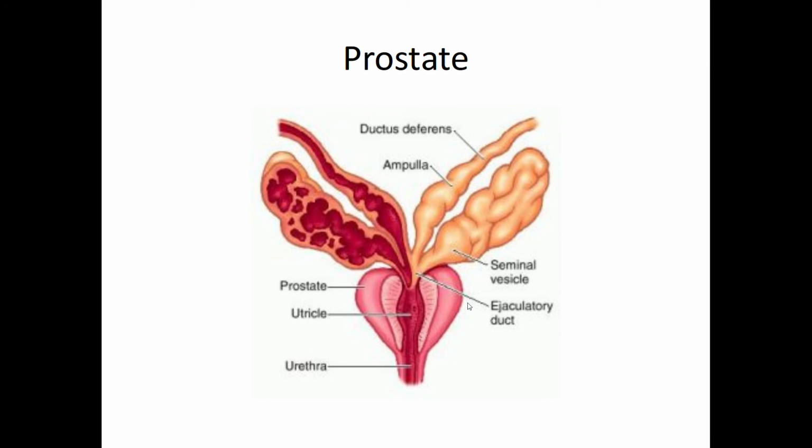Then we have the prostate. The prostate also contributes to this fluid, contributes materials to make the content of this fluid match the sort of needs of the sperm. And the prostate surrounds the urethra, and that's part of why in older men often the prostate swells, and that can compress the urethra and push on the bladder, causing problems with urination and urinary frequency.